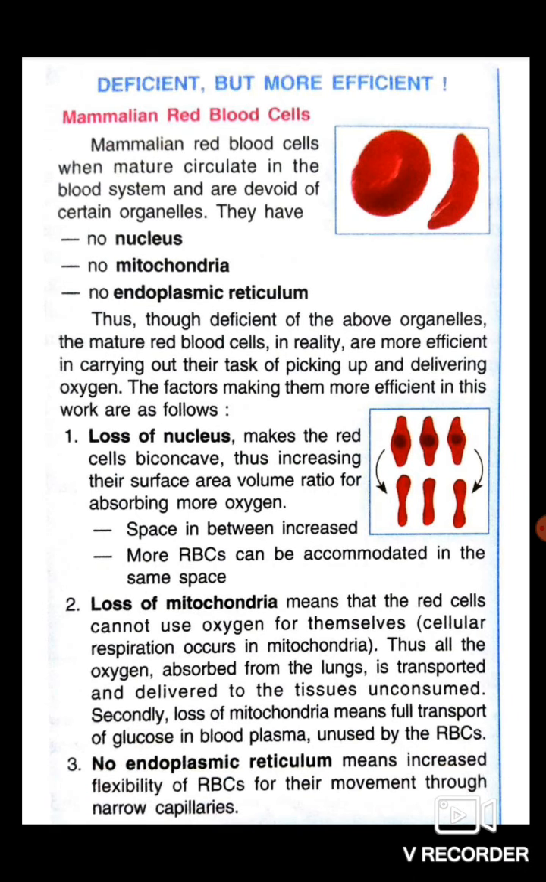So that's why it was said that RBCs are deficient of many organelles, but still they are more efficient than any other cell in our body.